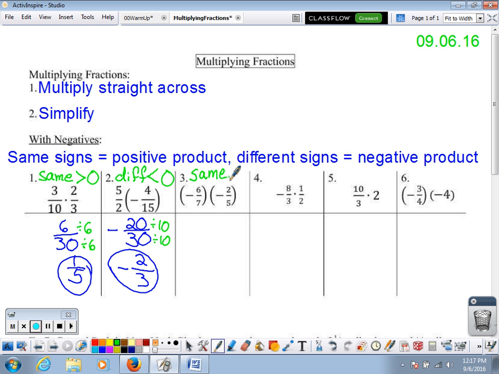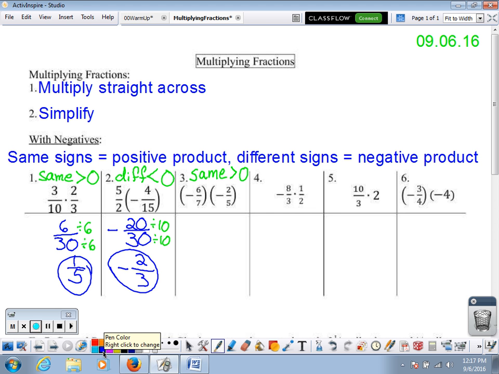Very good. It's greater than 0. It's positive. They have the same sign. The product's going to be positive. So I'll hold on to that. I'll keep that in mind. And now I will look at the numbers.